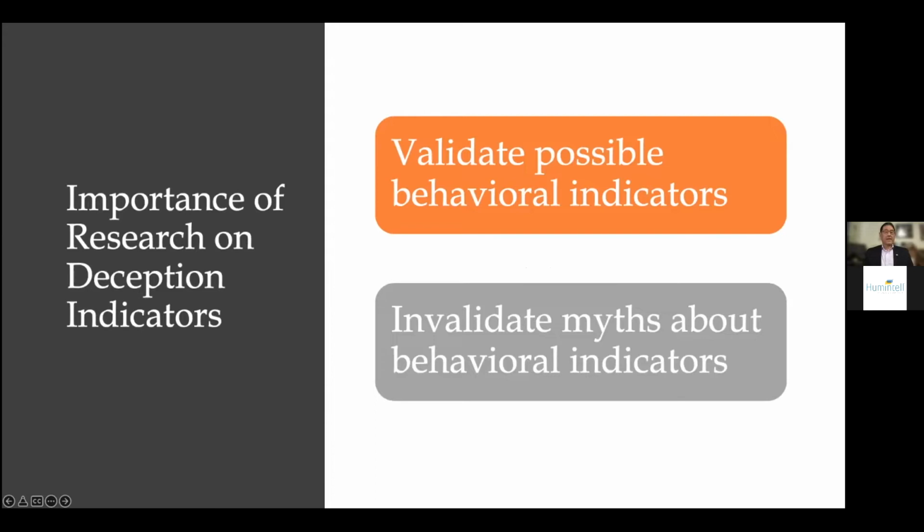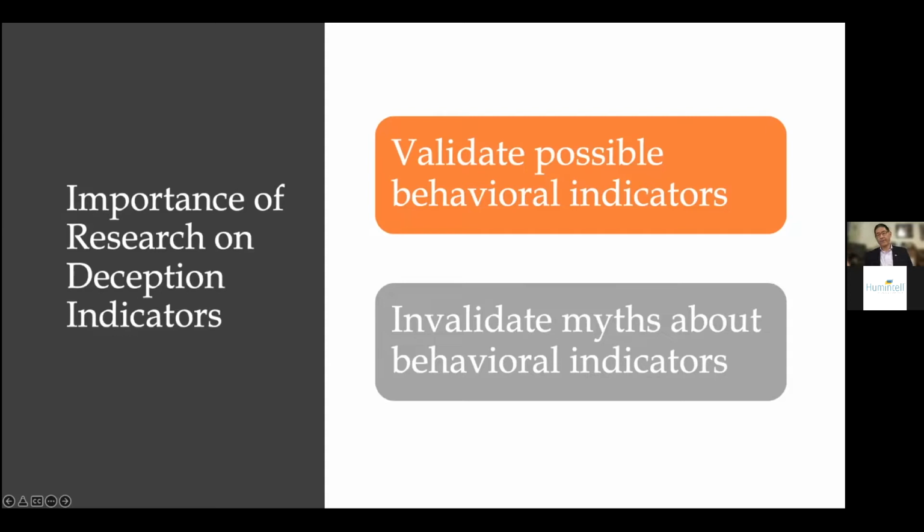And talking about the importance of research on deception indicators, of course, one important reason why we do this is to validate possible behavioral indicators. All one needs to do today and anytime is to go on the internet and search for what people think are indicators of deception. There's a lot of information out there. However, not all of that has been validated in science. And so one of the important goals of research is to validate through science what are possible behavioral indicators of deception. Now, that doesn't mean that other indicators that are out there may not be deception indicators, but I do want to focus on, and we focus our work on, what has been validated by science and vetted in the field, by the way, which is a different issue as well.